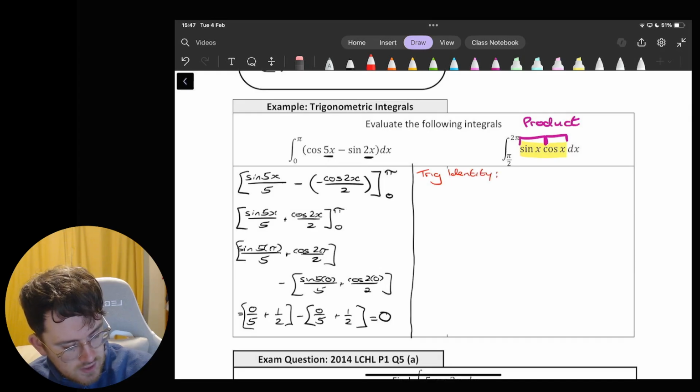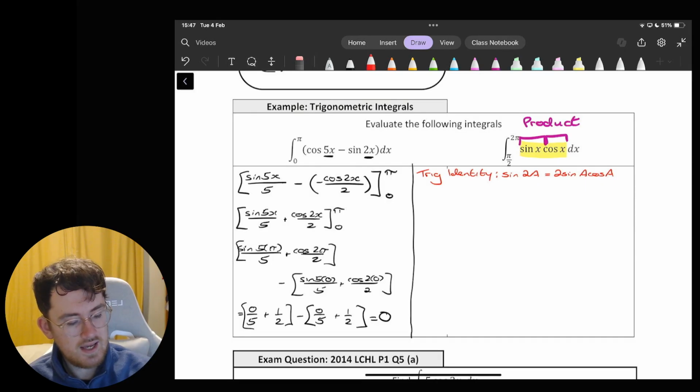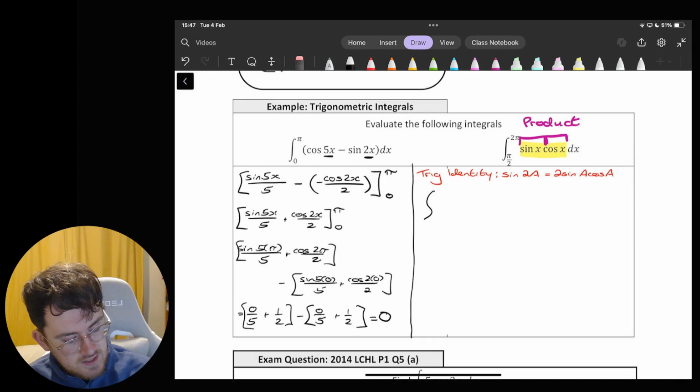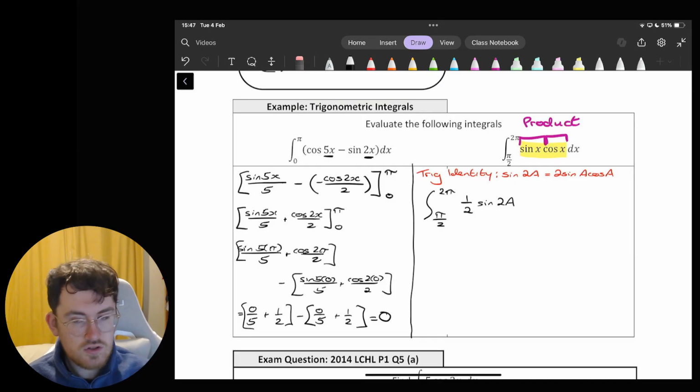Okay, and one of our trig identities is that sine 2a is 2 sine a cos a. So sine 2a is 2 sine a cos a. What that means for me is that this function that I'm trying to differentiate here could be written as a half sine 2a, or sine 2x, I suppose, to keep it the same. So the idea here is sine 2a would be 2 sine a cos a. We just have sine x cos x, so this is a half sine 2x.